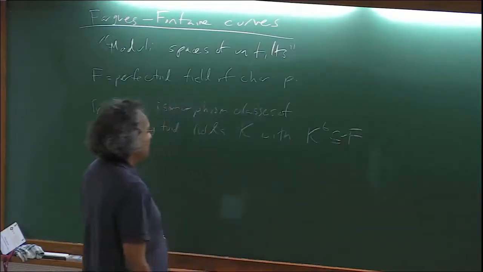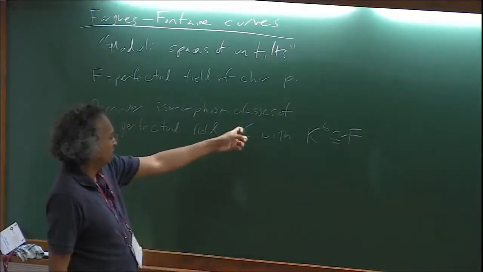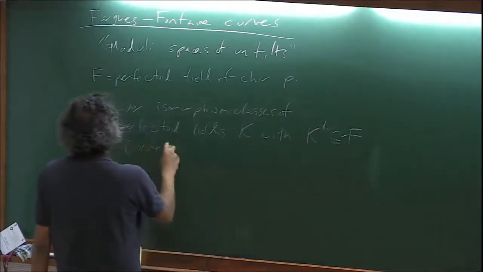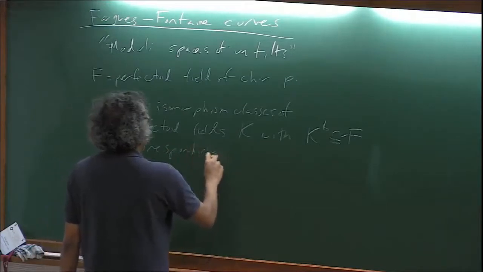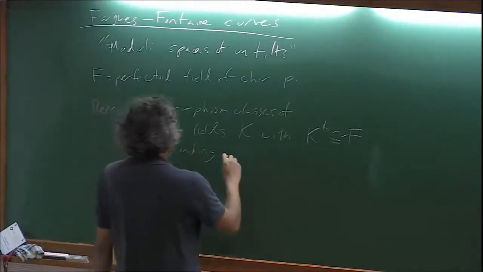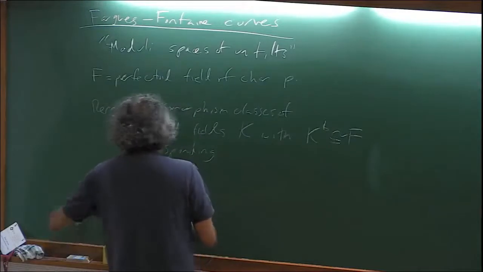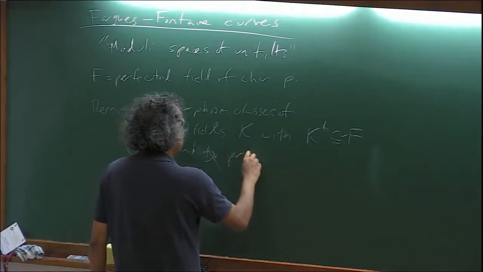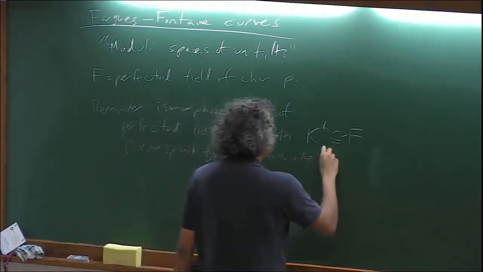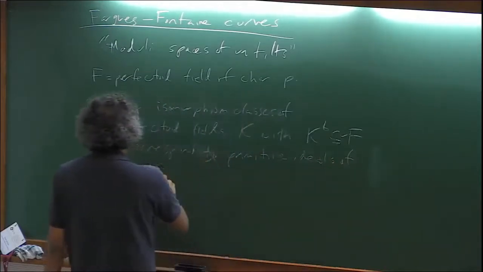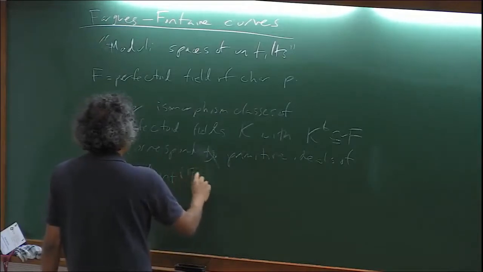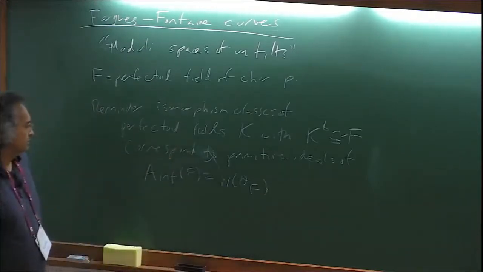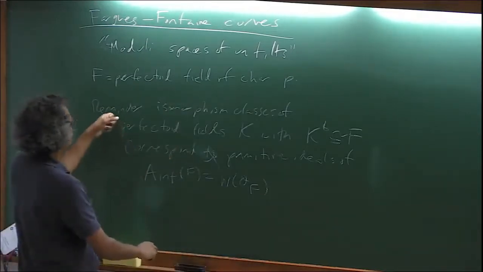So if you want to specify a perfectoid field together with an isomorphism of its tilt with F, these correspond. This was the goal. The goal of the first two lectures was to establish this correspondence. These correspond to the primitive ideals of the ring A-inf of F, which I'll remind you just this once, is the ring of Witt vectors of the valuation ring of F.